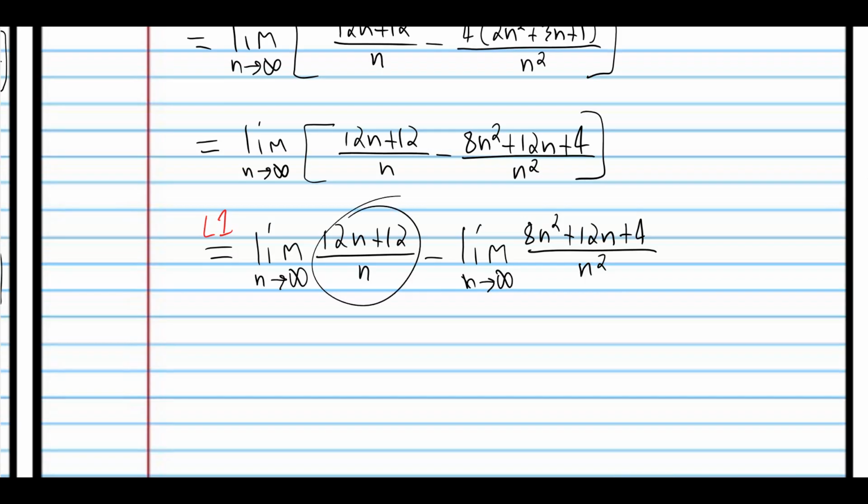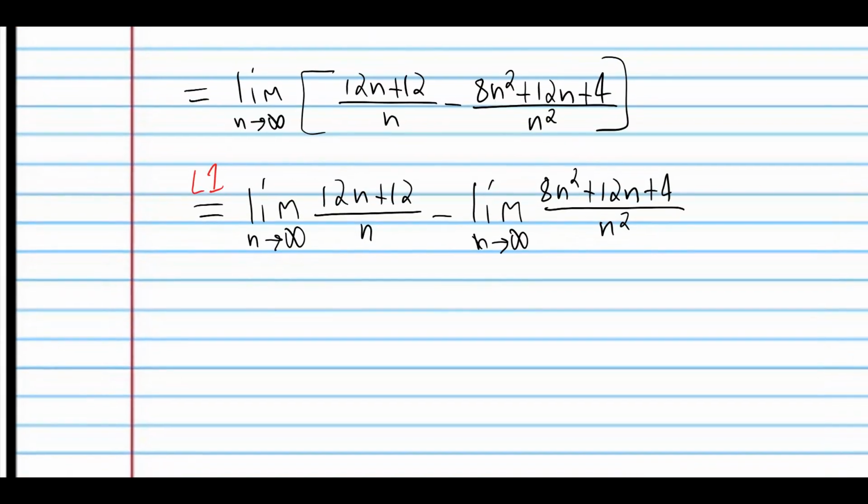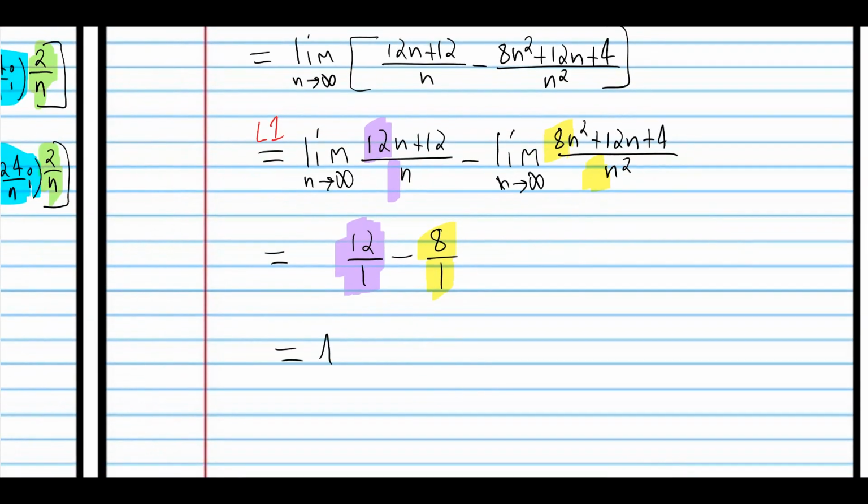Okay, so what happens to this expression? Well, again, the powers are the same in the leading terms. So we learned that as n approaches infinity, this expression just approaches 12 over 1. So I got that from these numbers here. And because the exponents are the same in the leading terms, that expression approaches 8 over 1. Okay, so we're left with 4.